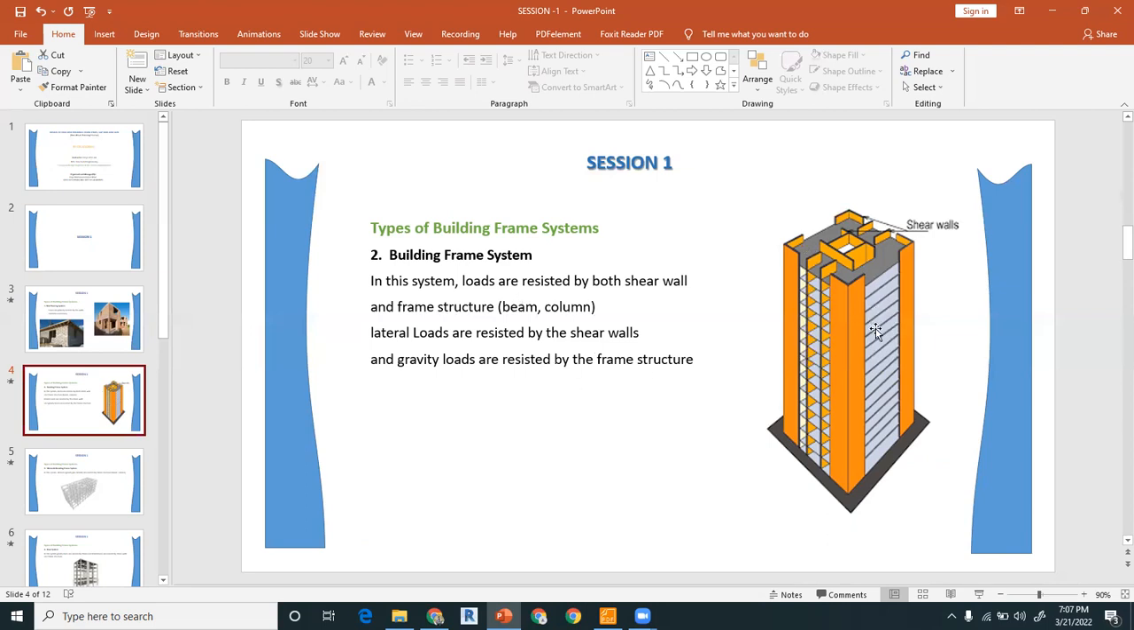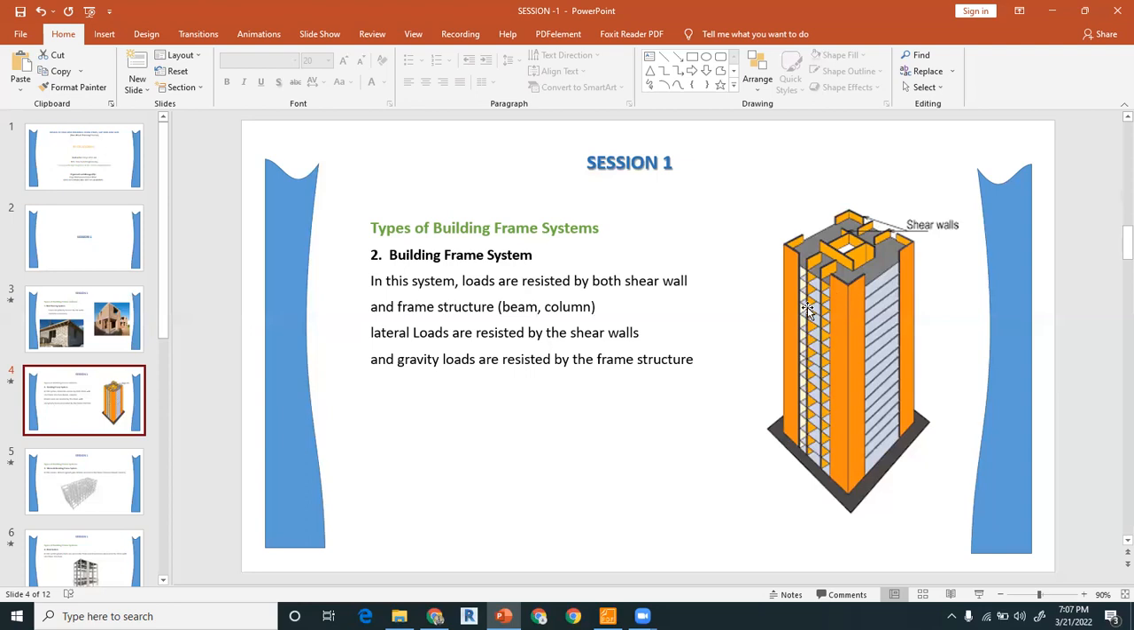You can see in the figures that the shear walls have been provided at each edge. You can see an L shape, and also one provided at the center like a single shear wall, and it can also be in the shape of core walls, right? So all of the lateral forces will be resisted by these shear walls, and the frame structure will be designed only for the gravity loads, right?